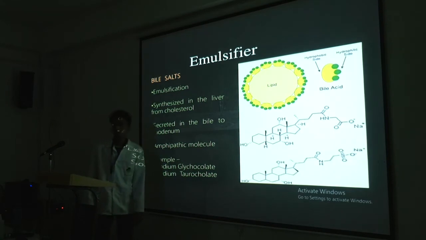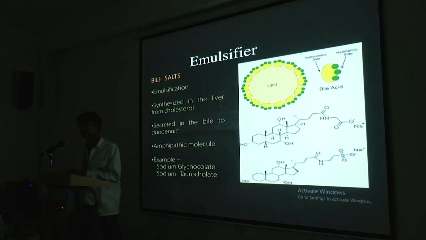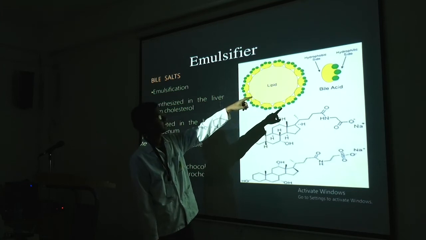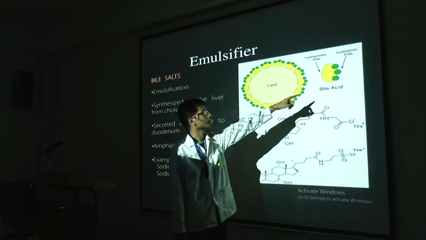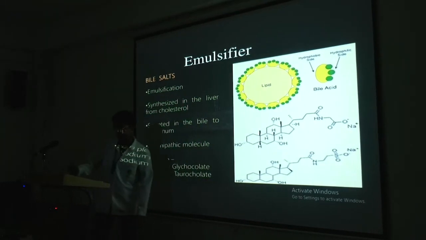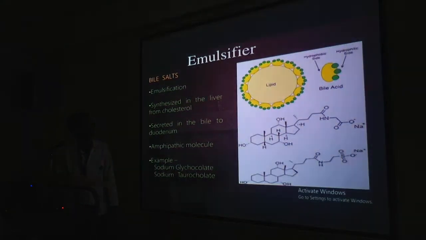Emulsifiers convert big lipid molecules into small lipid molecules by emulsifying agents which are secreted in the liver. These are the bile salts, which are sodium glycocholate and sodium taurocholate. They are amphipathic molecules, secreted in the bile. So this is the lipid structure. This is the bile acid. In the bile acid we can see that one side is hydrophobic and another side is hydrophilic. This complete mechanism we will see in the next slide.